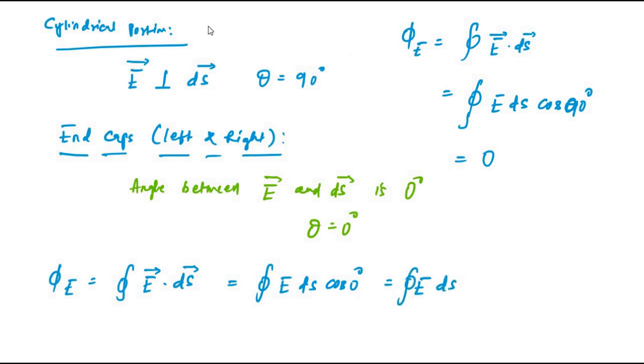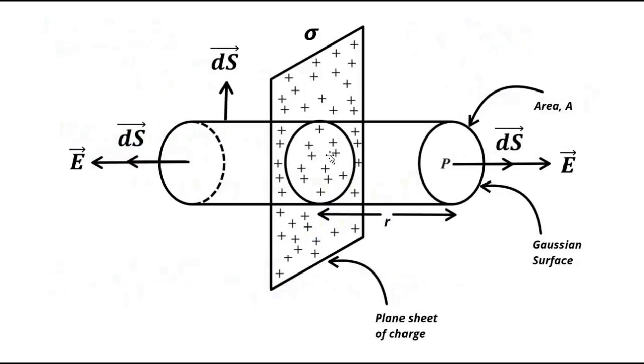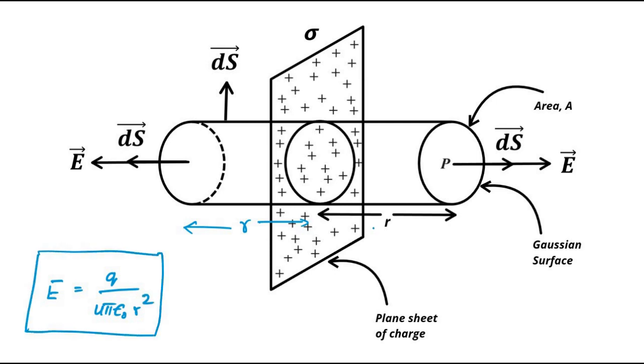closed surface integration. Now, here, as the charges are at a fixed distance r from both of the end caps, here also it is at a distance r from the plane sheet, and here also it is at a distance r from the sheet. So, as the distance is fixed, the electric field magnitude will also be fixed, that is equal to 1 by 4 pi epsilon 0 q by r square. This will be fixed.